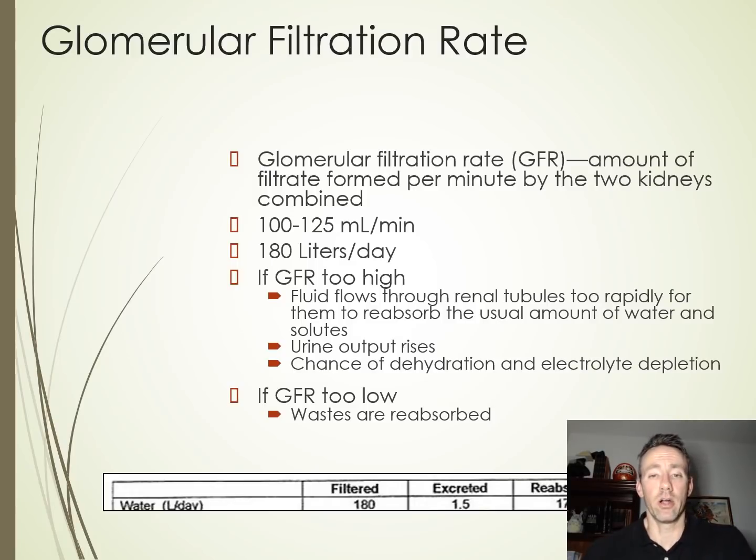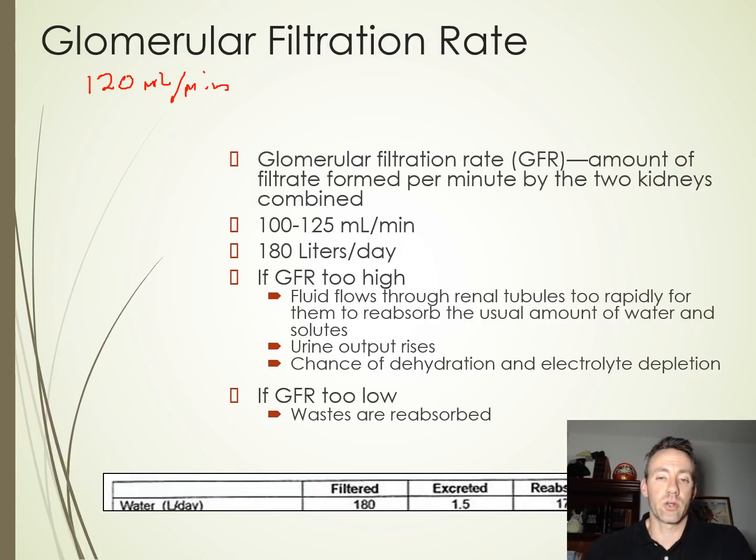The GFR, glomerular filtration rate, is the amount of filtrate formed per minute by the two kidneys combined. That's what I was talking about with that other cartoon from your notes. The GFR in that example was 120 mils per minute. Again, that's total by the two kidneys combined, not per nephron. If we were to do it per nephron, it would be much, much smaller volumes. So again, I give you that range, about 100 to 125 mils per minute.